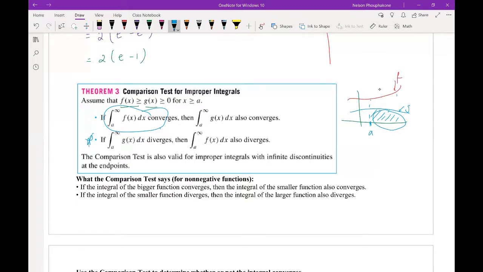The comparison test says that for non-negative functions, if the integral of the bigger function converges, then the integral of the smaller function also converges. If the integral of the smaller function diverges, then the integral of the larger function also diverges. Okay, so this is the idea.